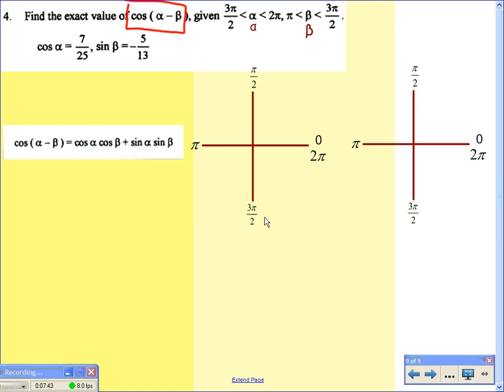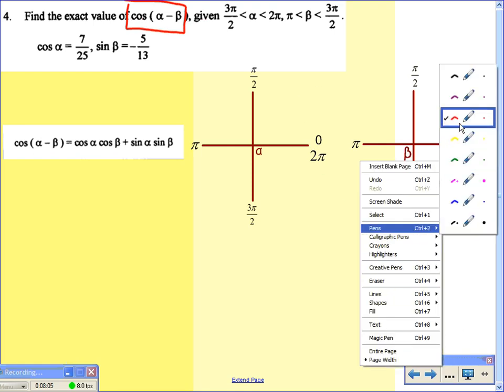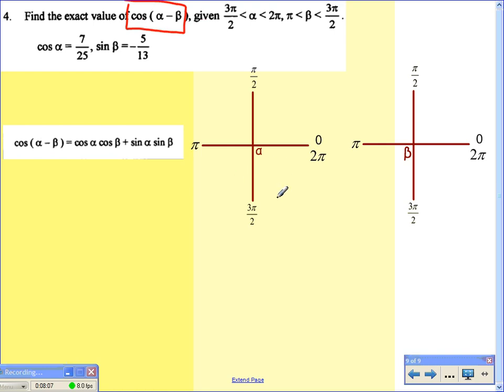So alpha is going to be in quadrant 4. Keep in mind, in quadrant 4, cosine is positive and sine is negative. Okay, you have to be really careful on your positives and negatives. Beta is between pi and 3 pi over 2, which is in quadrant 3. And we know in quadrant 3, sine and cosine are both negative.